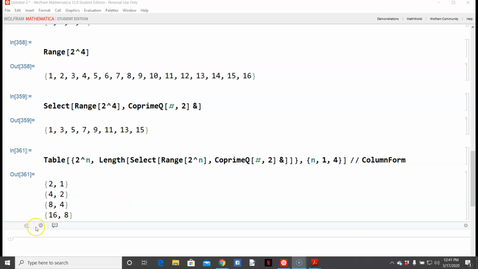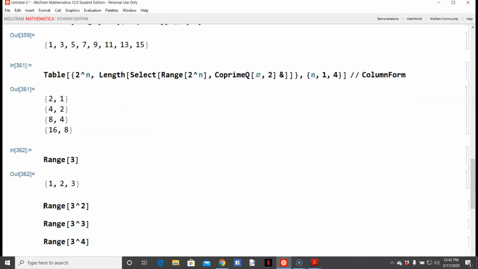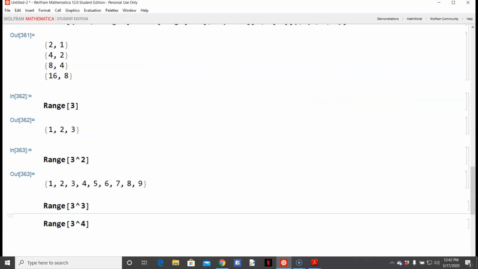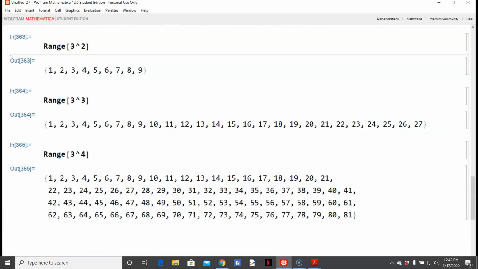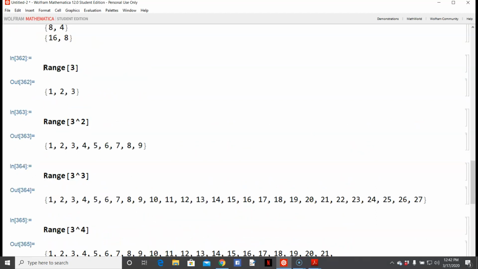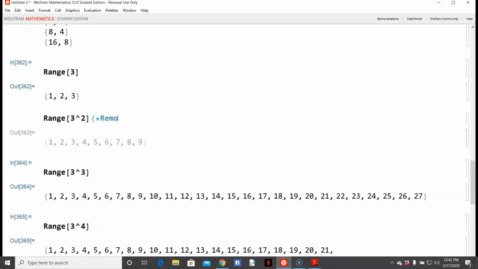Okay, so let's look at 3 now. Let's just quickly get our ranges of values. Okay, so 3 is prime, and so if we look at the number of values that are relatively prime to 3, we see that we should get 2, namely 1 and 2. All right, now let's look at 3 squared or 9, and again, let's remove those that aren't relatively prime from consideration.